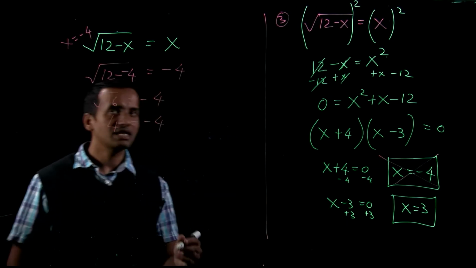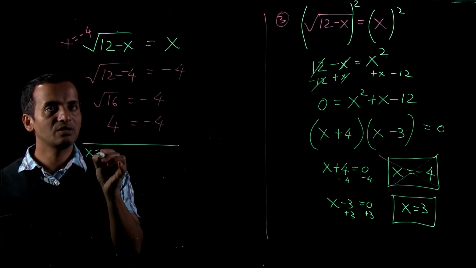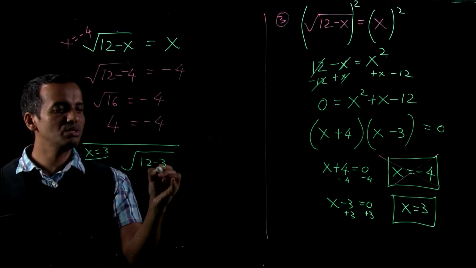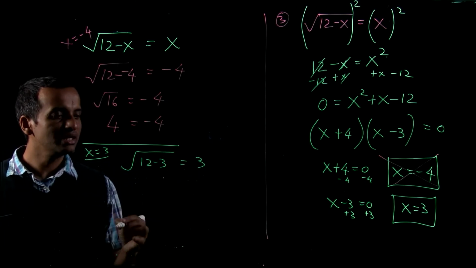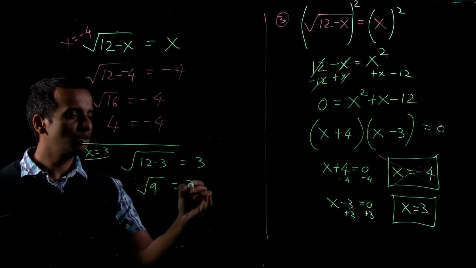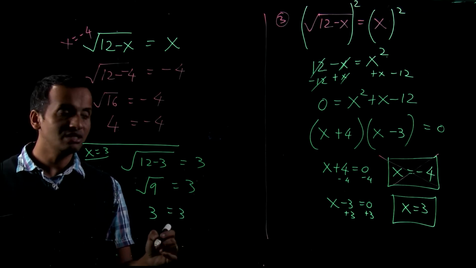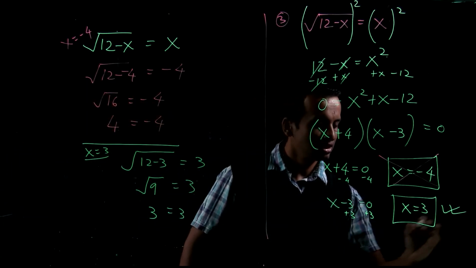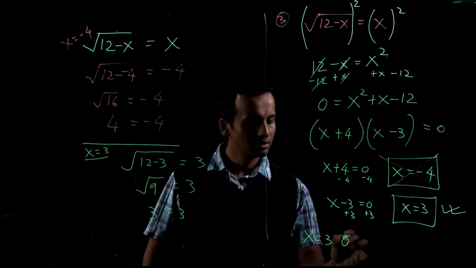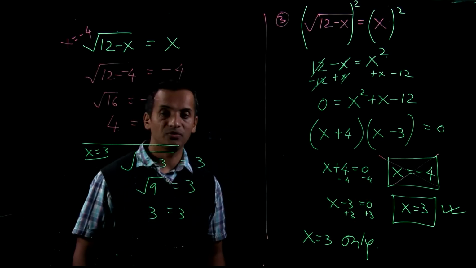So let me plug in x equals 3 into this equation. When you take x equals 3, what you get is the square root of 12 minus 3 equals 3. What is the square root of 12 minus 3? That is the square root of 9, which equals 3. So this is right, this is the right answer. So the answer is x equals 3 only, not x equals -4.